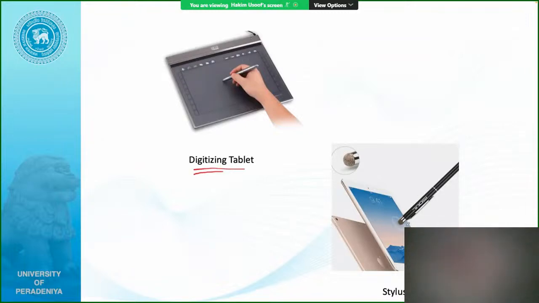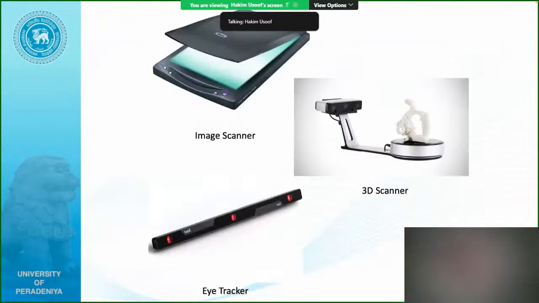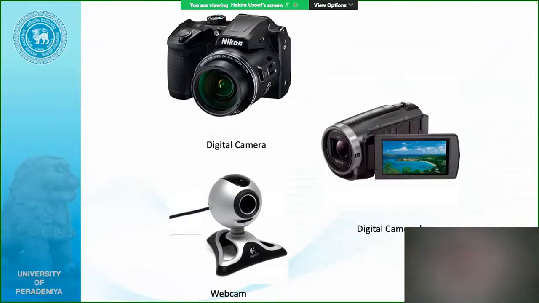So it uses something called a stylus or a pen. You can use this instead of your finger to be more precise. So you can use these kinds of things. So a digitizing tablet basically inputs information back into the system. And then you, of course, have these different types of cameras which capture images.